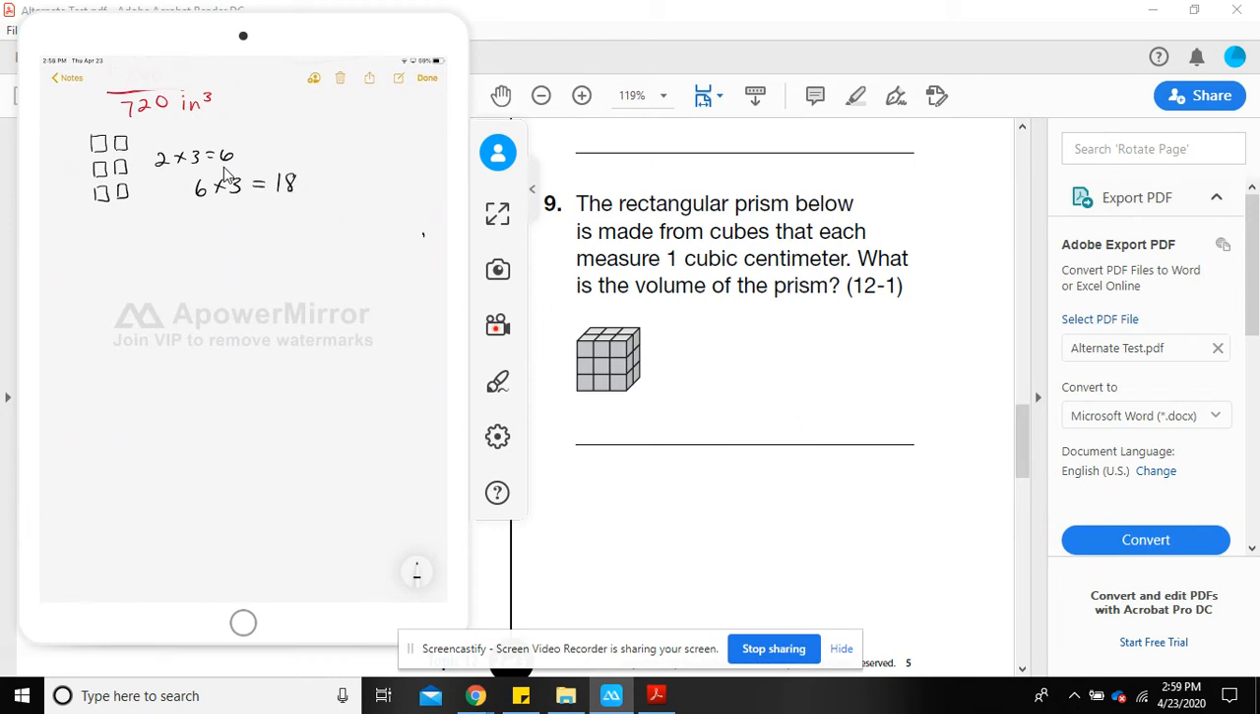So that means that this is going to be 18, what did it say, centimeters. So centimeters cubed, or you can write out cubic centimeters, okay? So if I took these all apart, I should be able to count 6 on top, 6 in the middle, and 6 on the bottom, which 6 plus 6 plus 6 is going to give us 18 altogether. Okay, so number 10.